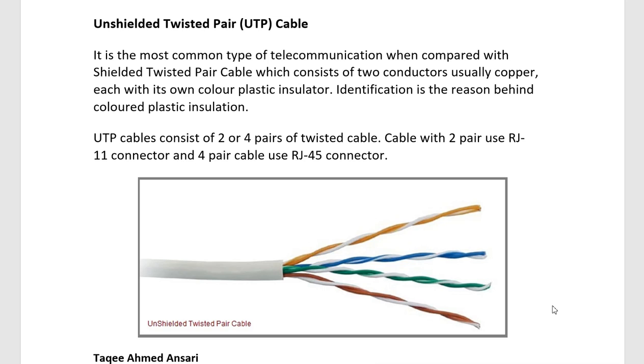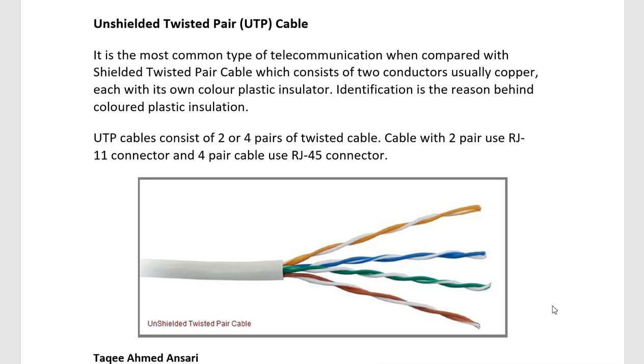Identification is the reason behind colored plastic insulation. You will see that the insulation is in color. These are four wires, four pairs, and each pair has two cables. UTP cable consists of two or four pairs of twisted cable, and cable with two pairs uses the RJ11 connector, and four-pair cable uses the RJ45 connector.